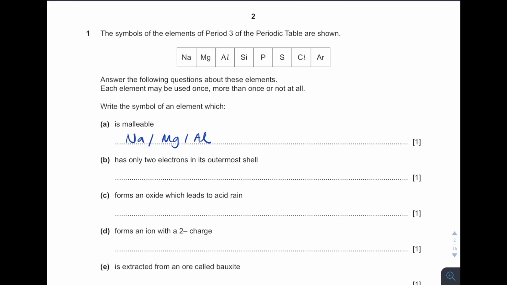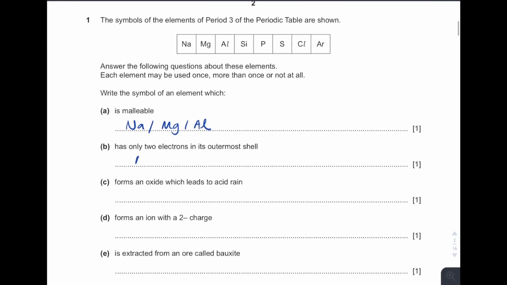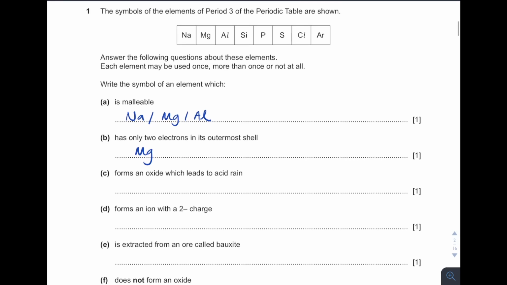Okay, which one has only 2 electrons in the outermost shell? 2 electrons means they are from group 2. So group 2, it has to be magnesium. Oxide that leads to acid rain, a non-metal oxide. The main gas that causes acid rain is sulfur dioxide gas, so sulfur.